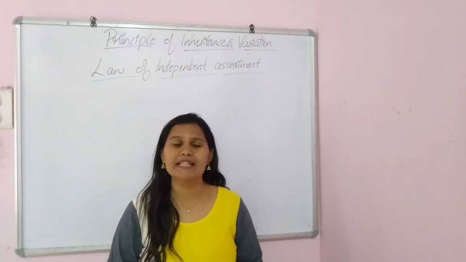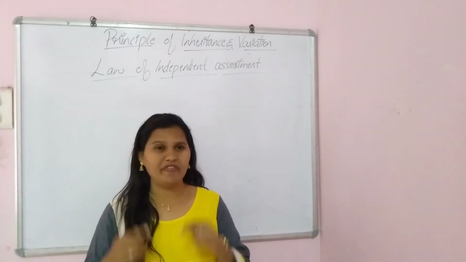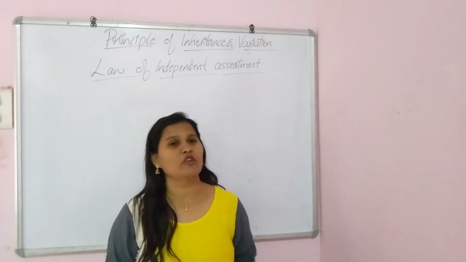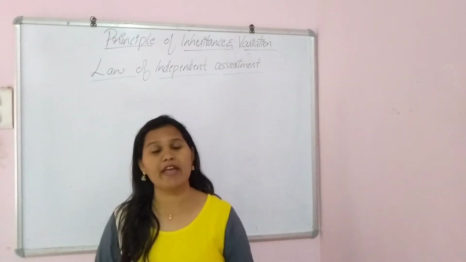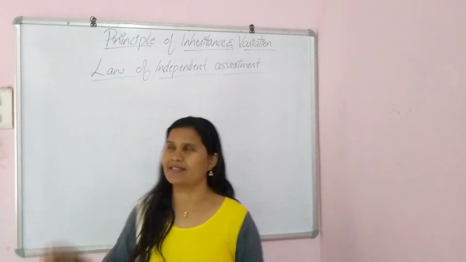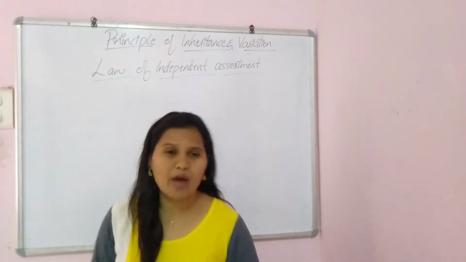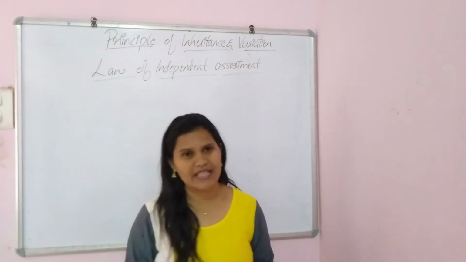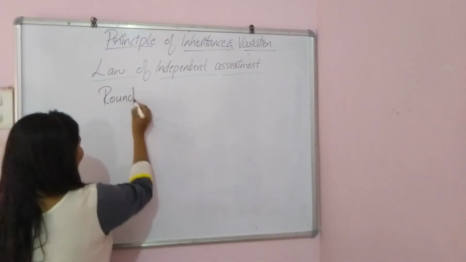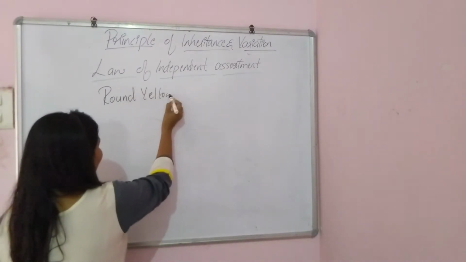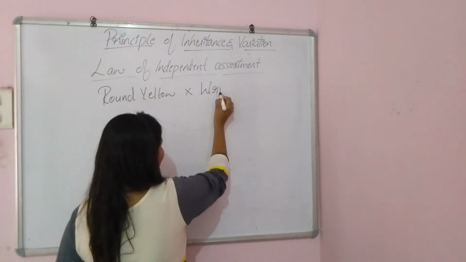So in the previous class we have studied the inheritance of two genes, and on the basis of the inheritance of two genes, or the dihybrid cross, Mendel gave his third law, called the Law of Independent Assortment. So we have studied the inheritance of two genes, that is the round yellow, where the round yellow got crossed with the wrinkled green.